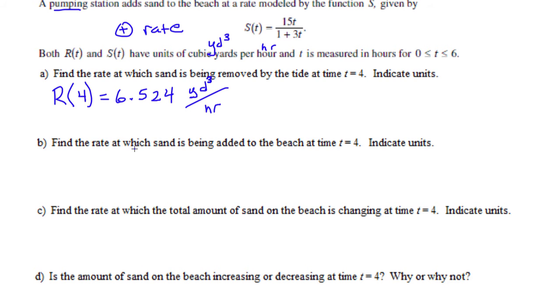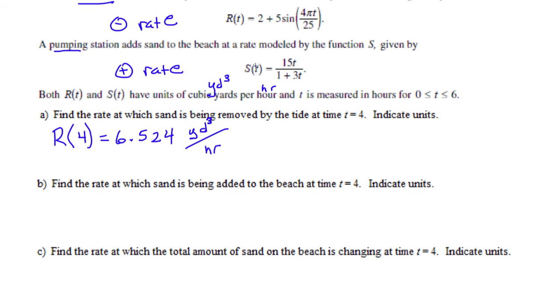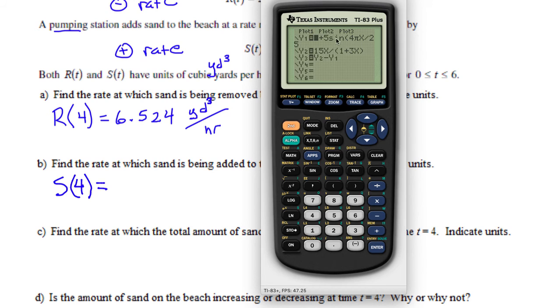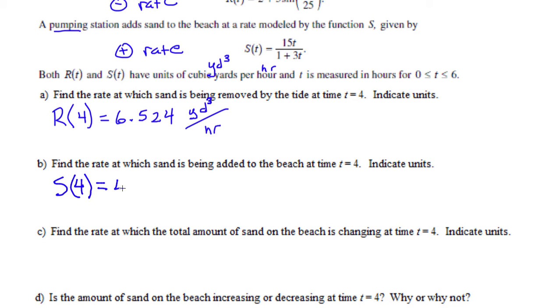Find the rate at which sand is being added. Well, added is S, because the pumping is adding sand. So I'm doing S of 4. So that's my y2 function again, this function right there. So it's going to be VARS, right, enter 2, my y2 of 4 again. And when I do that, I get 4.615. 4.615, same units, yards cubed per hour.